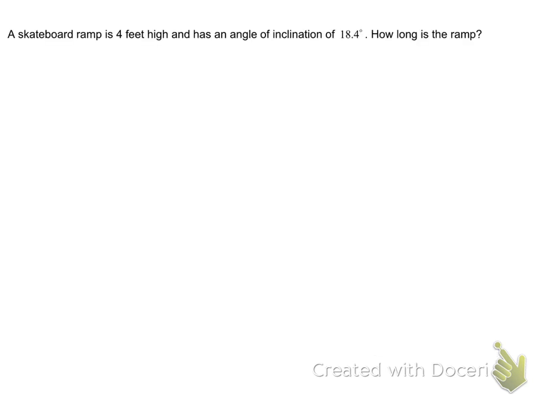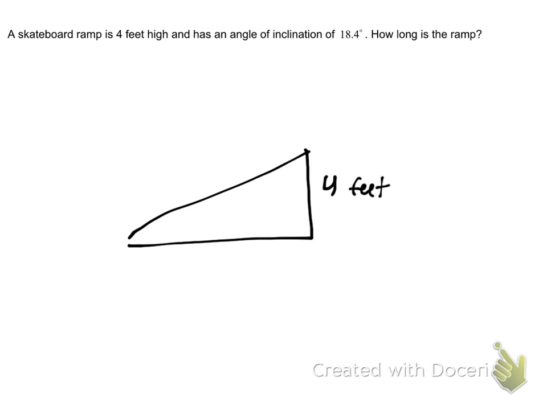All right, let's do one more problem here. A skateboard ramp is 4 feet high and has an angle of inclination of 18.4. How long is the ramp? Well, here's my skateboard ramp. That's 4 feet tall right there. The skateboard, my totally rad skateboard, is going down the ramp. There's my angle of inclination.